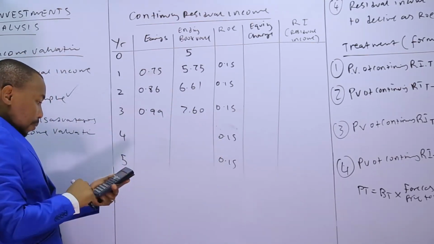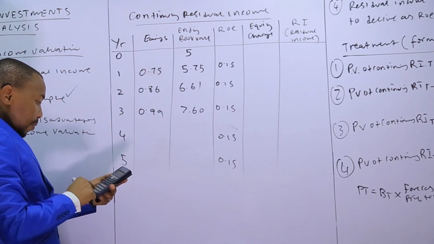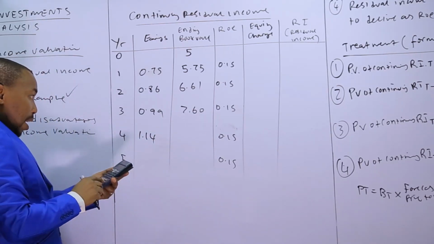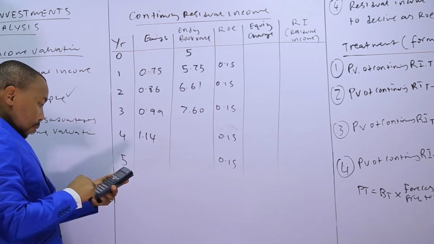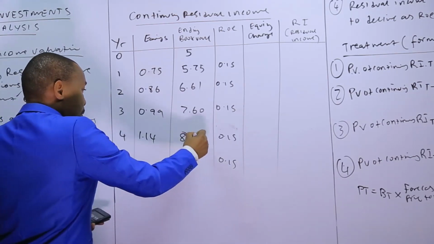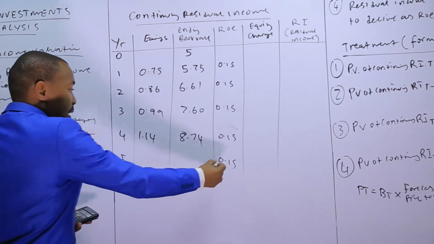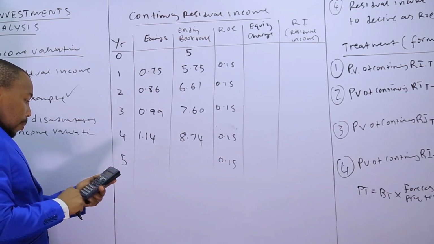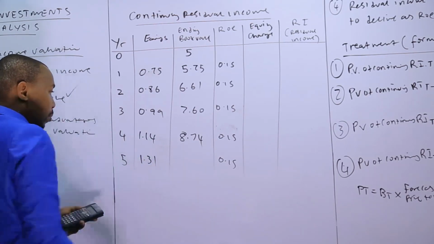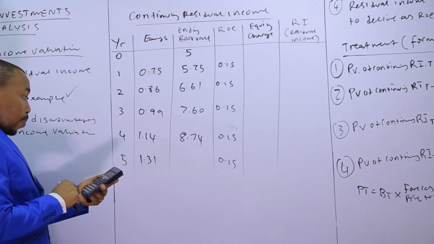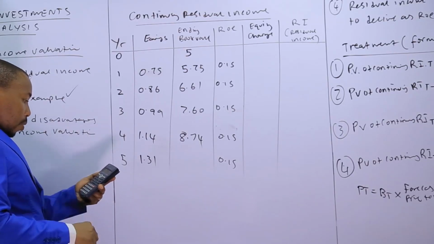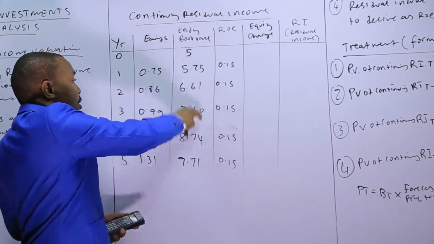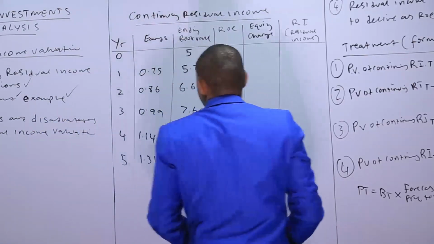This times 0.15, we have 1.14. Then plus 7.6, 8.74. Finally, we multiply by 0.15, 1.31, then plus 8.74. We have 9.71. And we have filled these two columns as advised.